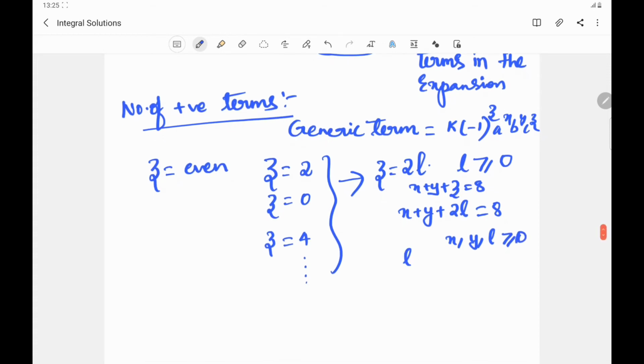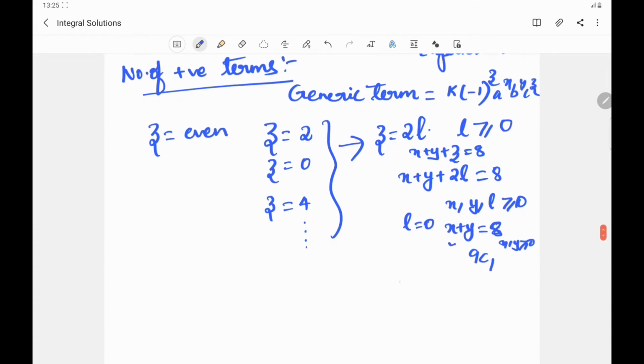So let L be equal to 0. In that case, x plus y is equal to 8, and moreover x, y are greater than or equal to 0. To solve this, I will have to add 2 to the right hand side of the equation, and it will become 10. So 9 gaps will be there. I will select one of them.